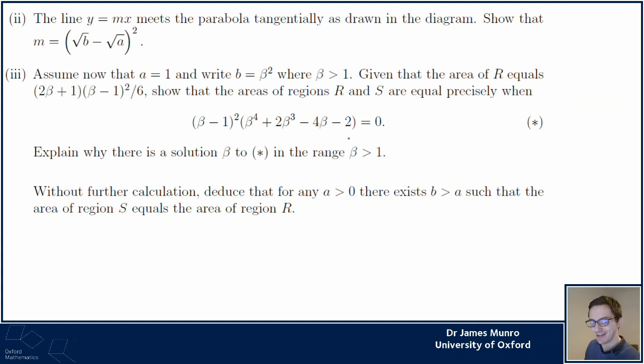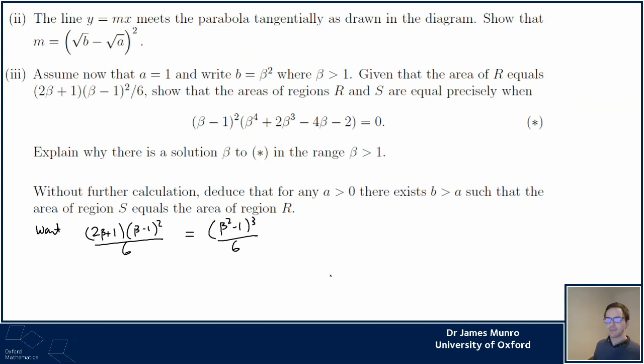So I'm going to write down the area of S. I want 2 beta plus 1 times beta minus 1 squared over 6 to be equal to the area of S, which was b minus a, where b is beta squared and a is 1, cubed over 6. Okay, difference of two squares: beta squared minus 1 cubed is beta minus 1 cubed, beta plus 1 cubed over 6. I've noticed there's some beta minus 1s in here and beta minus 1s in here.